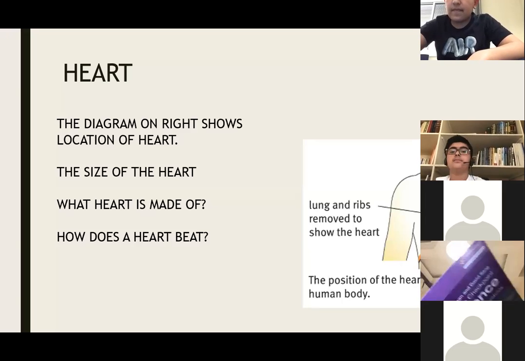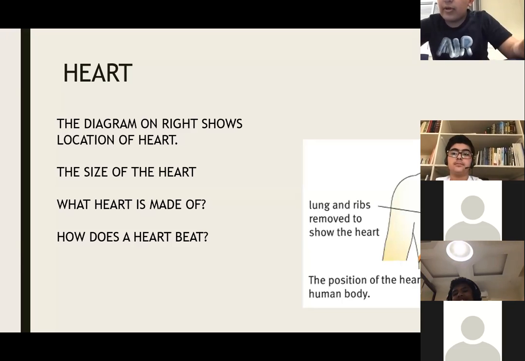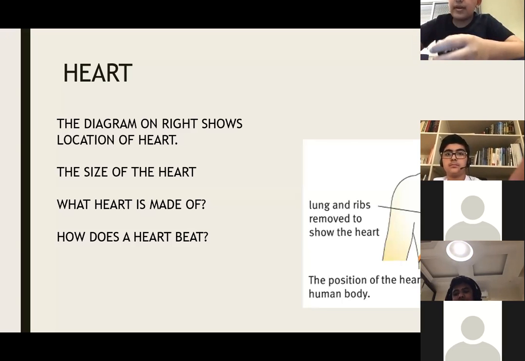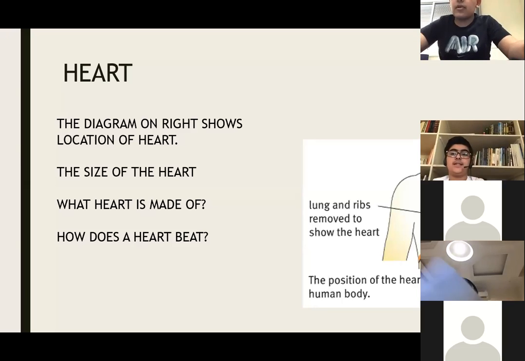Okay. Operation, or surgical operation. Operation of a heart. Okay. For the heart operation, that is very dangerous. Yes, the chances of surviving are less. You need to open your lungs and ribs to see the heart.